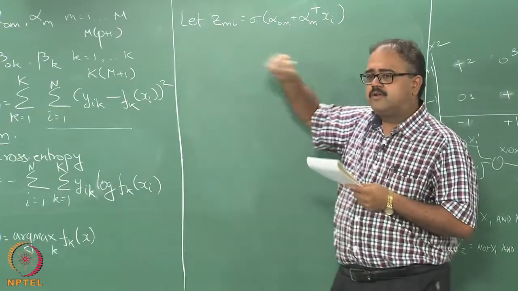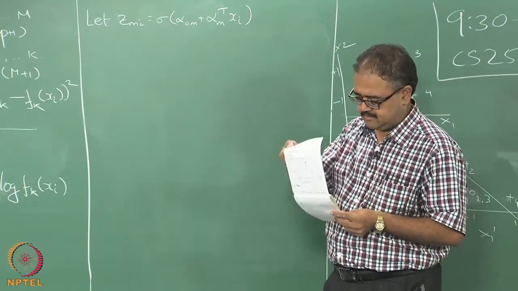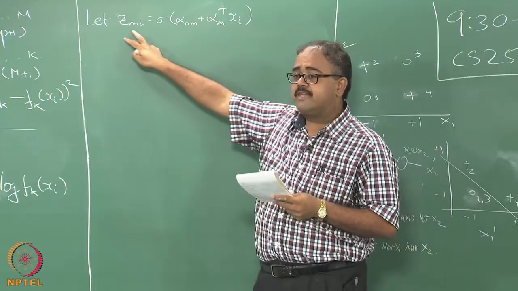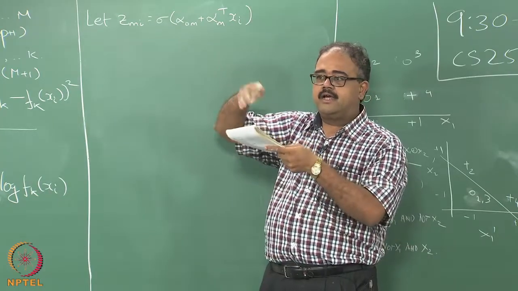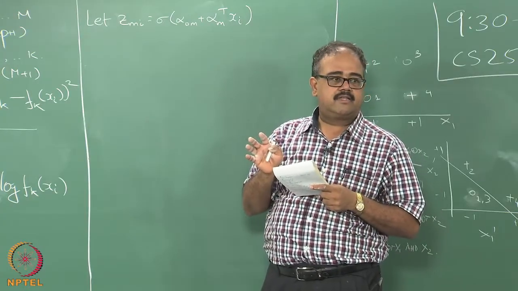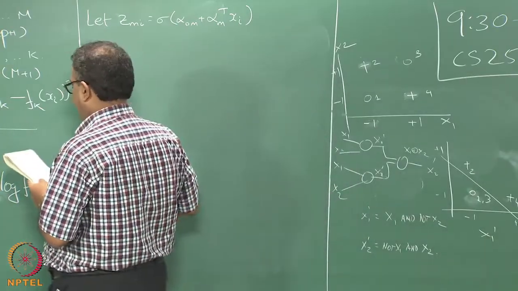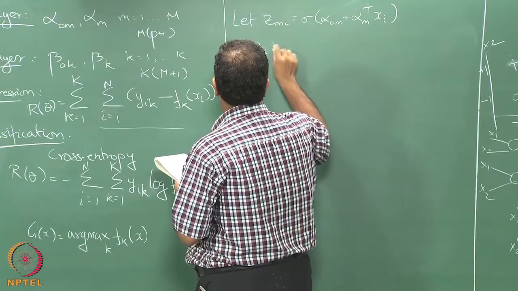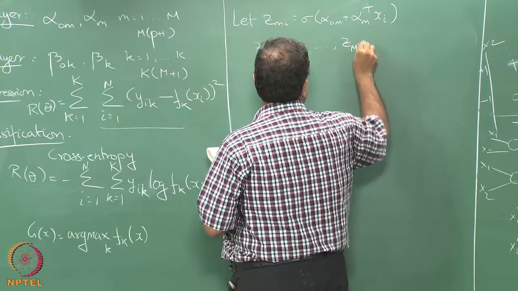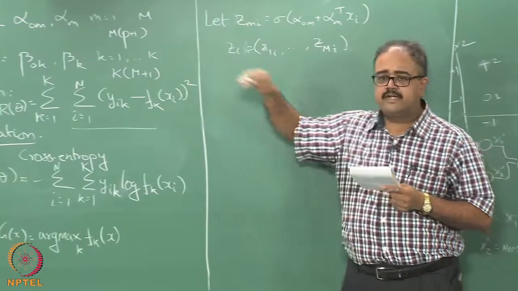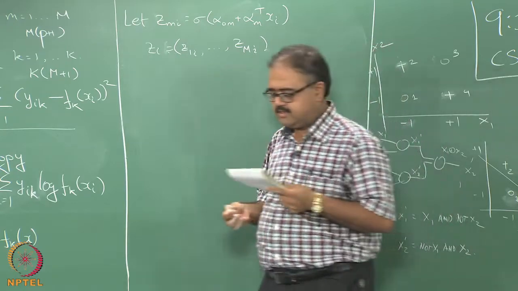Right. So let z_mi correspond to the output of the mth unit in the hidden layer corresponding to the ith input. This is not the ith component of the input, it corresponds to the vector x_i. So it is the ith input in my training data of n elements. And z_i corresponds to the entire activation of the hidden layer for the ith input. Fine so far.